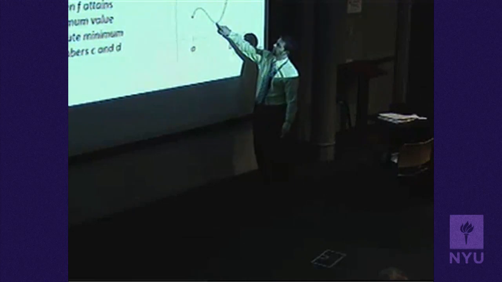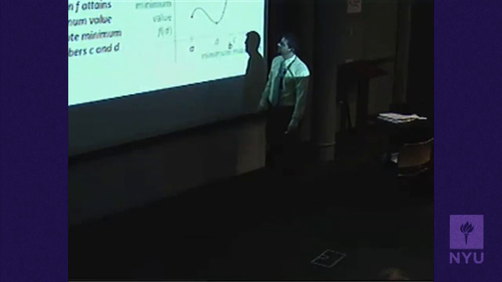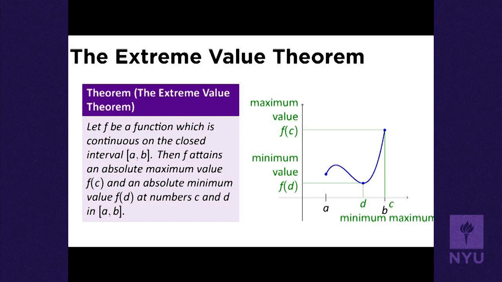Looks like it's right around there. Okay. So d is the minimum, and the minimum value is this y value, f of d. So all we're saying is that continuous functions on closed bounded intervals a to b do achieve a maximum value and a minimum value. Make sense? Okay. Well, who cares? This seems kind of obvious, right?